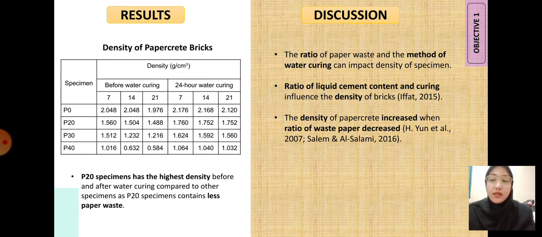The table showed the density of peppercrete brick. As we can see, the P20 specimen has the highest density before and after water curing compared to other specimens, as the P20 specimen contains less paper waste. The ratio of paper waste and method of water curing impact the density of the specimen.